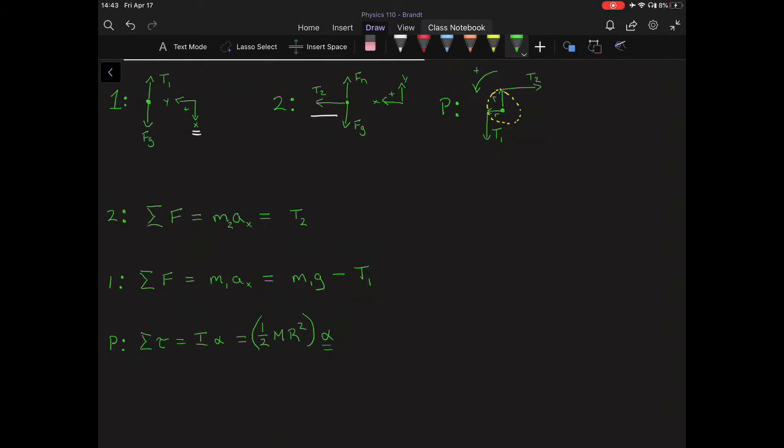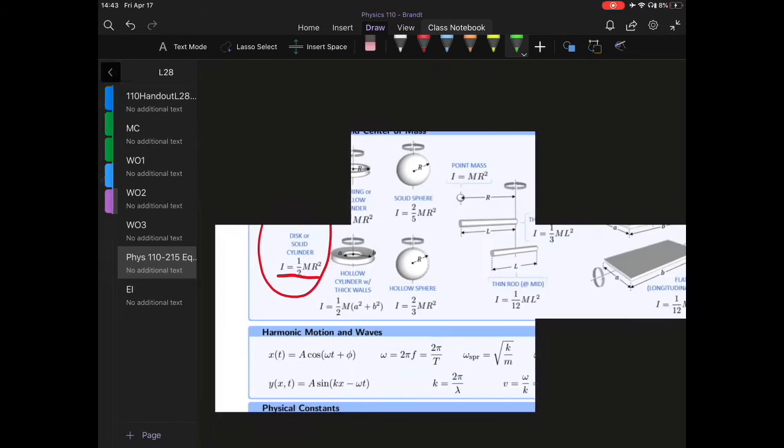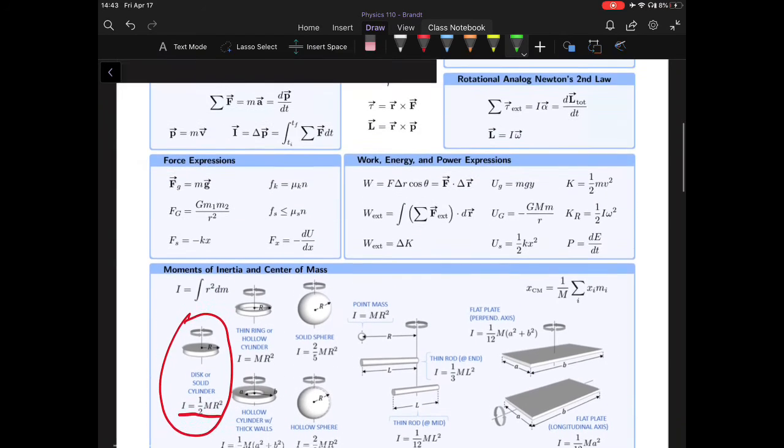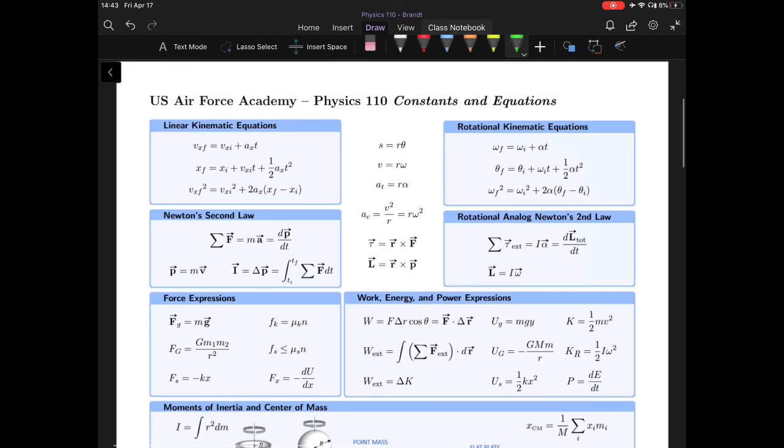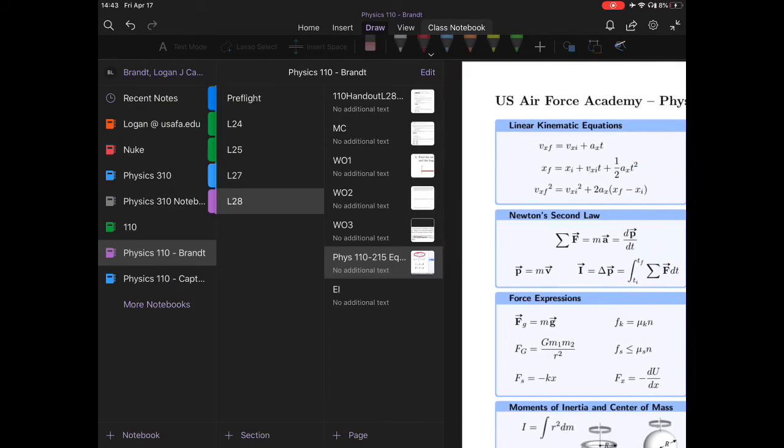except we're really looking for acceleration, not angular acceleration. So how can we do that? Let's go back and take another look at our equation sheet. If we scroll up, we do have an equation up here that gives us a relationship between linear or tangential acceleration and our angular acceleration, which is just related by the radius.